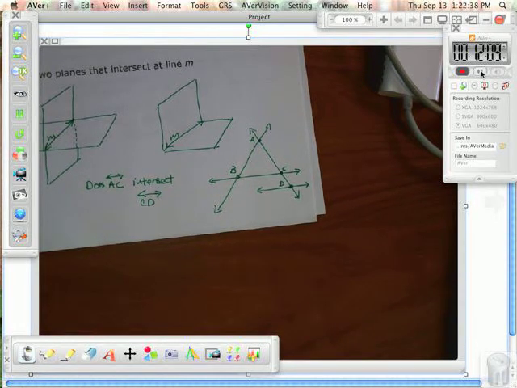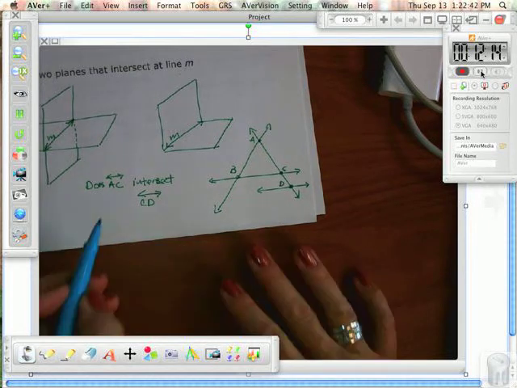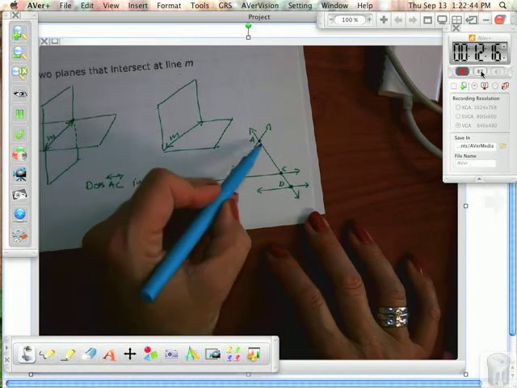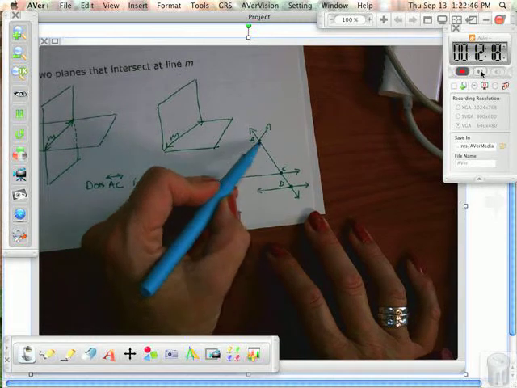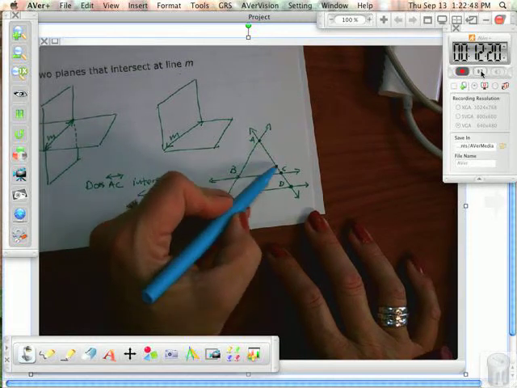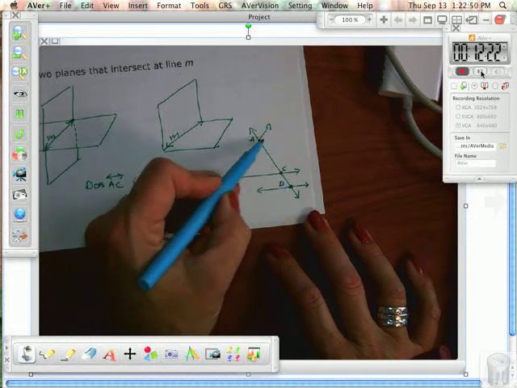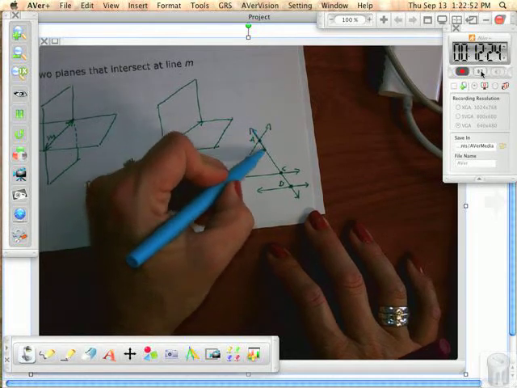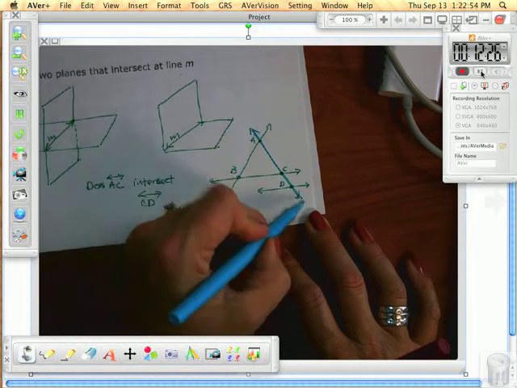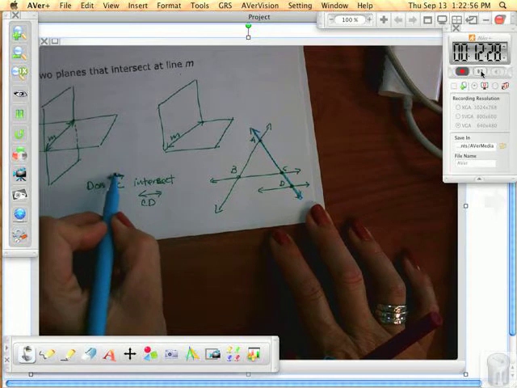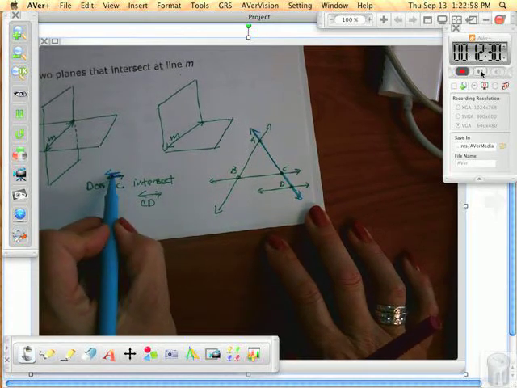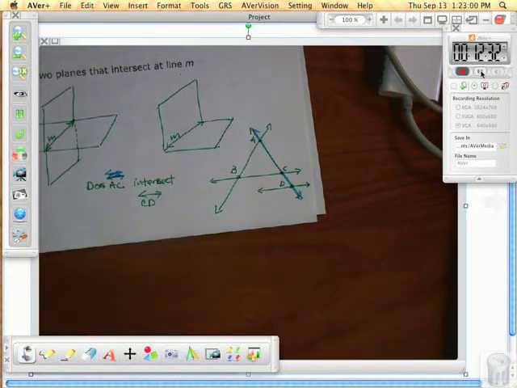Okay, so what I'm saying here is, I'm saying line AC. Now, just because I say AC doesn't mean I'm talking about just this piece here. I'm not talking about segment AC. I'm talking about line AC. So line AC goes this whole way. I'm going to make that blue. Okay, line CD, I'm not just talking about a segment.